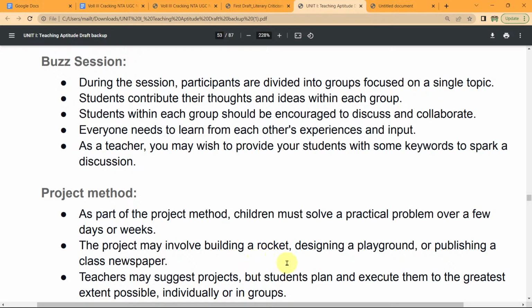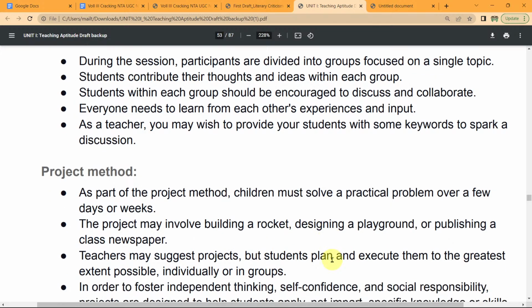The project may involve, suppose, one project where we have given one student the task to build a robot, and whatever important information regarding the robot or device, how to make a robot, and all the equipment needed to make the robot, that will be learned through the project method.